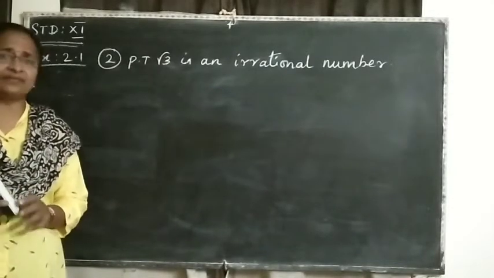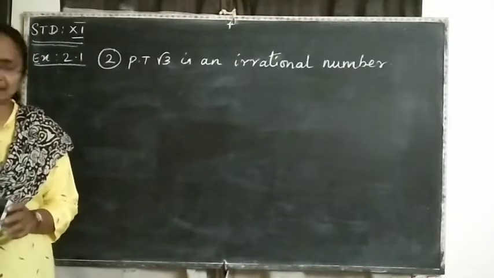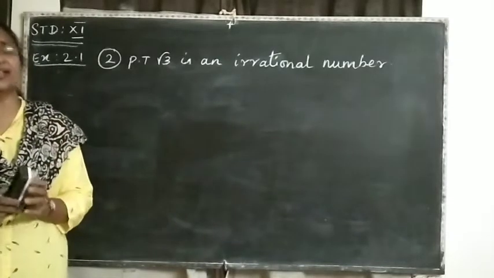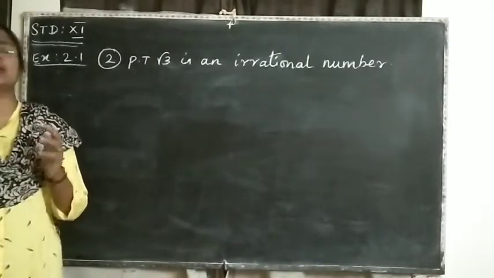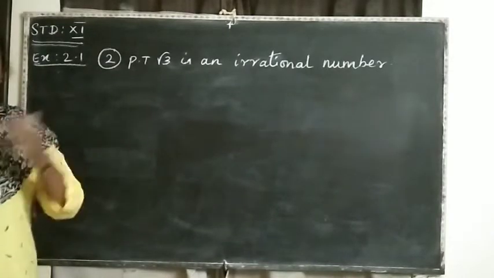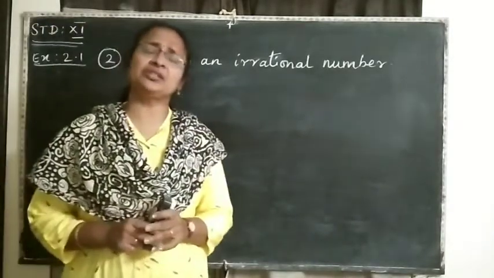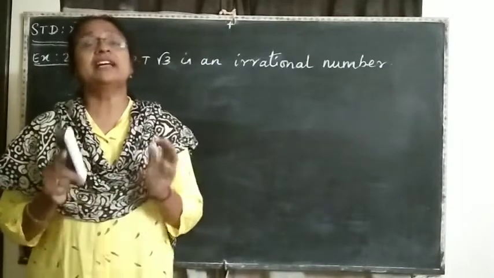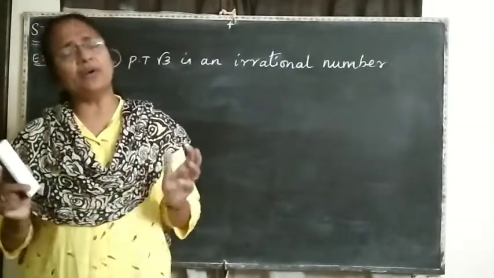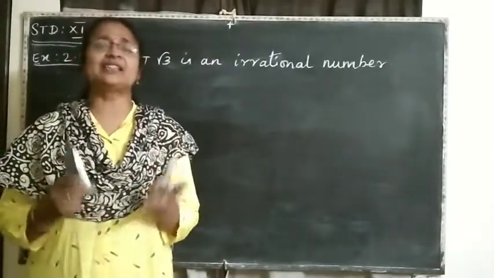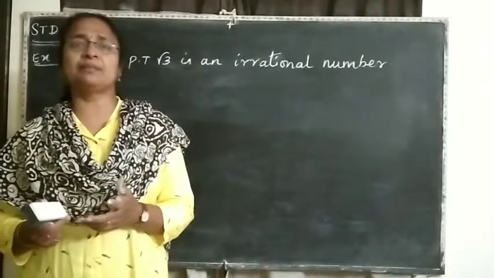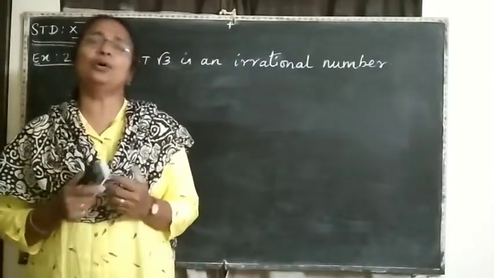Already we have discussed so many things in our last video: what is meant by a real number, what is an irrational number, what is a rational number. Let's recapitulate what is meant by a real number. A real number is a combination of all numbers: integers, rational numbers, irrational numbers, natural numbers and whole numbers.